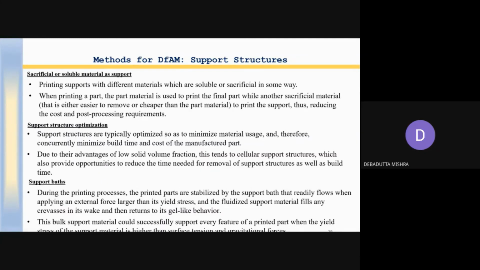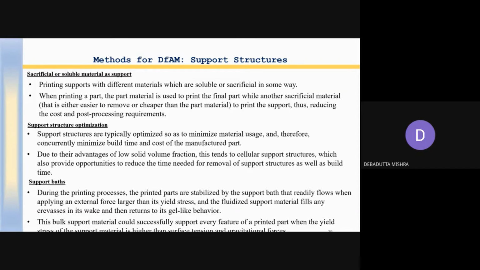Other things, the sacrificial one. Here you can print the supports with different materials which are soluble in some way. And support structure optimization: these are optimized against material, to minimize the material usage and minimize the build time and cost. That is to be studied.